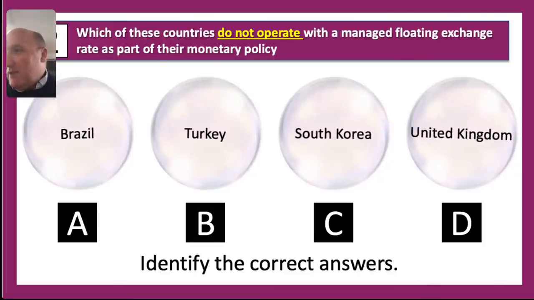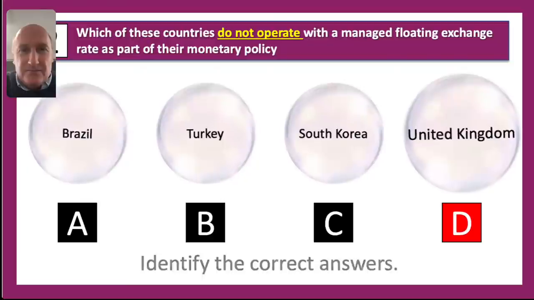What do we think? Lanine says D and C. Hugo thinks it's A. Alex says D and C. Which of these countries do not operate with a managed floating exchange rate? Okay. In other words, which of these countries, if you think they have a managed floating exchange rate, then the answer is wrong. Maybe the wording has come out. Not D. So, okay. Jacob says D and B. Kira says A and B. Let's look at the answer.